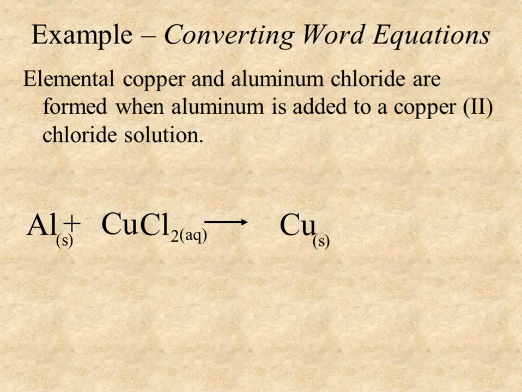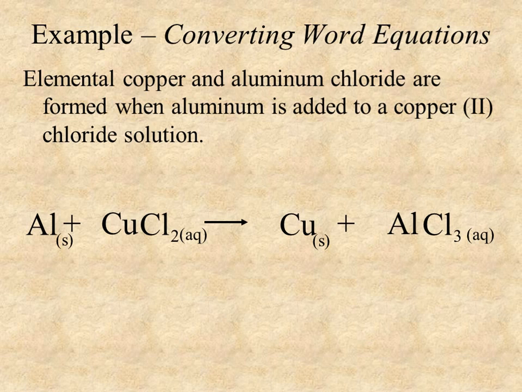Our first product is elemental copper, so it's Cu. Again, check if it's diatomic. It is not, so Cu is fine by itself. And again, using our own personal knowledge of copper, as well as looking at the periodic table, we see that copper is a solid under normal conditions, so we put the subscript S. Plus, our second product, aluminum chloride. Aluminum has a +3 charge. Chloride is a monatomic anion with a -1 charge, and again, the charges do not cancel, so crisscrossing gives us AlCl3.